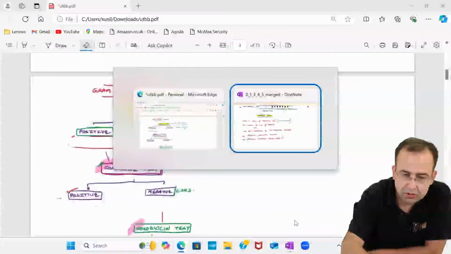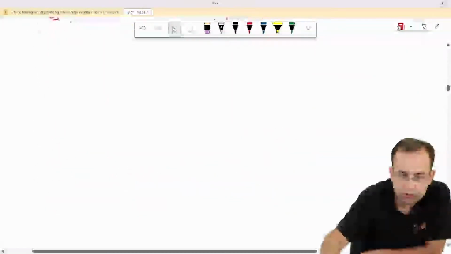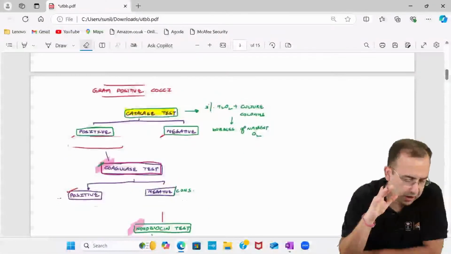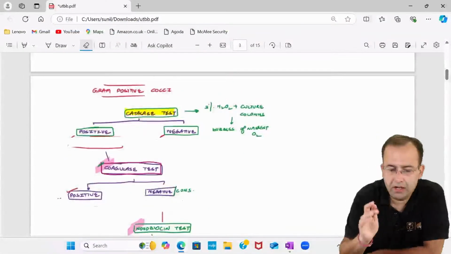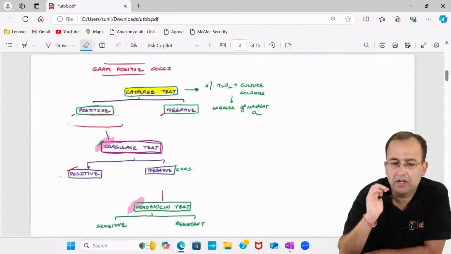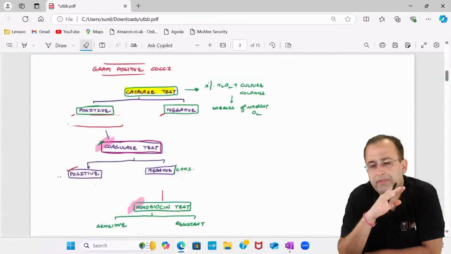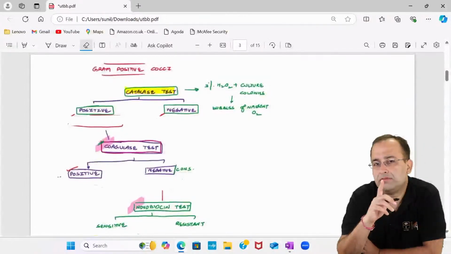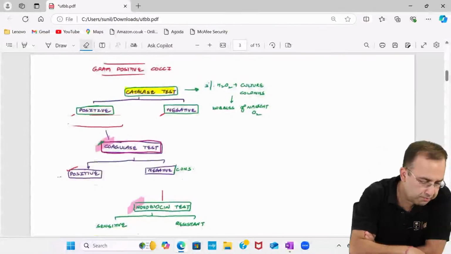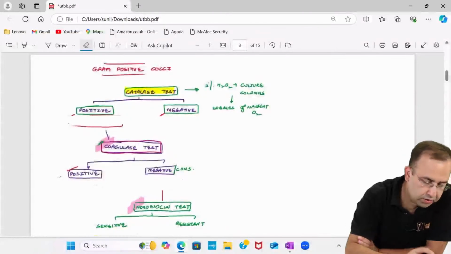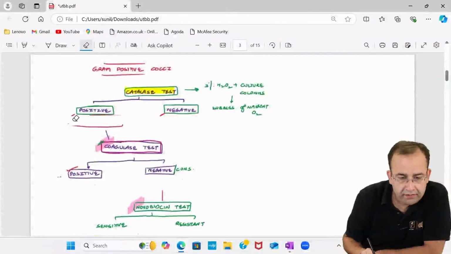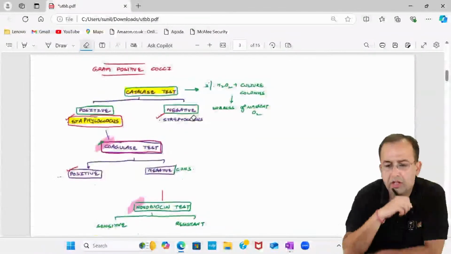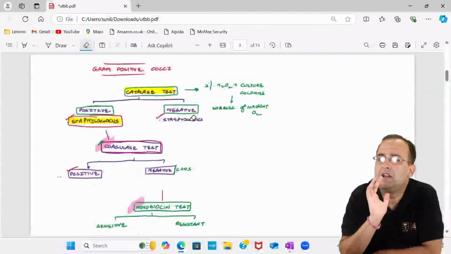Next point. Before we start with our first topic, let us start with bacteriology. In bacteriology, let us start with gram-positive cocci. On the basis of catalase test, we can divide the gram-positive cocci into catalase positive, that is Staphylococcus, versus catalase negative, that is Streptococcus.